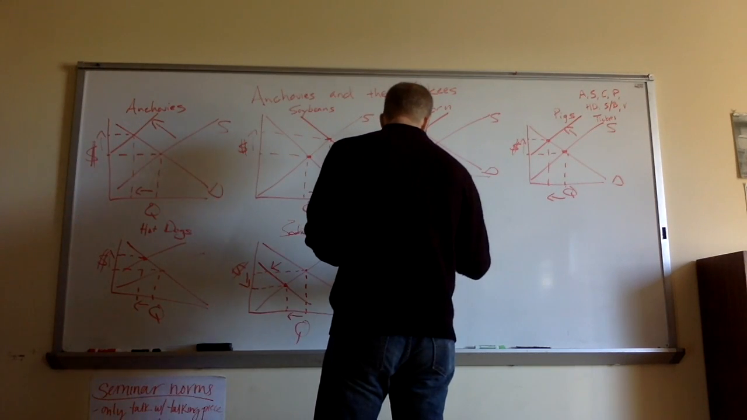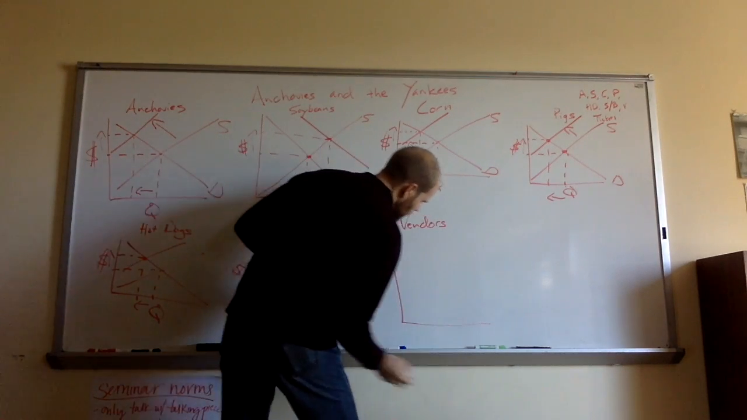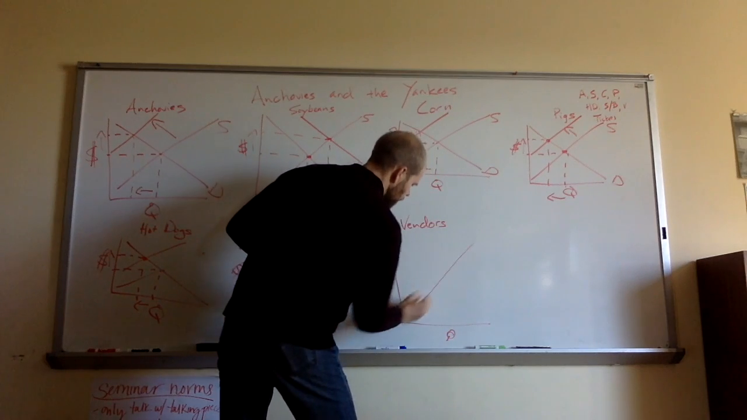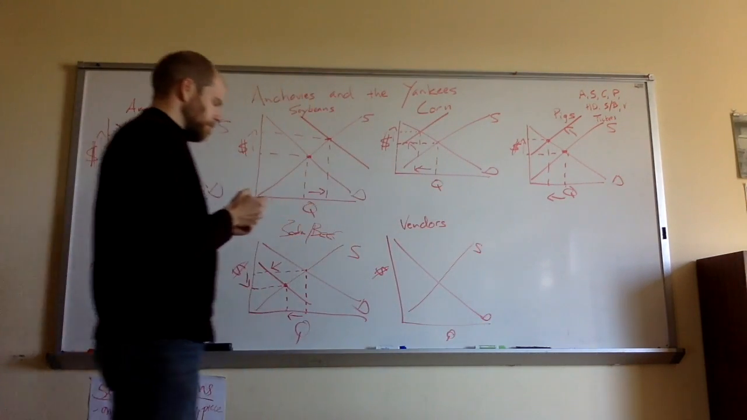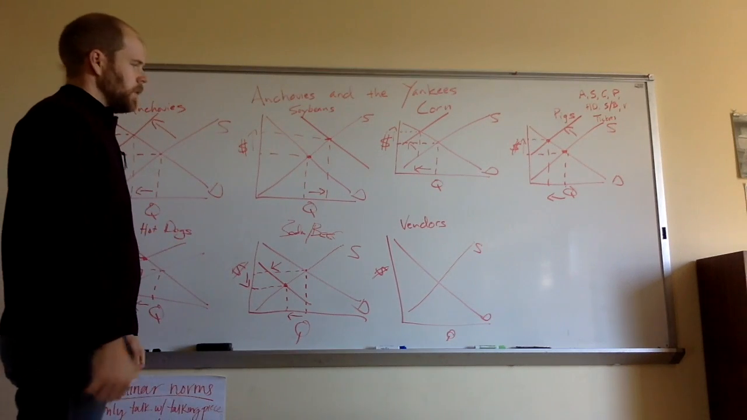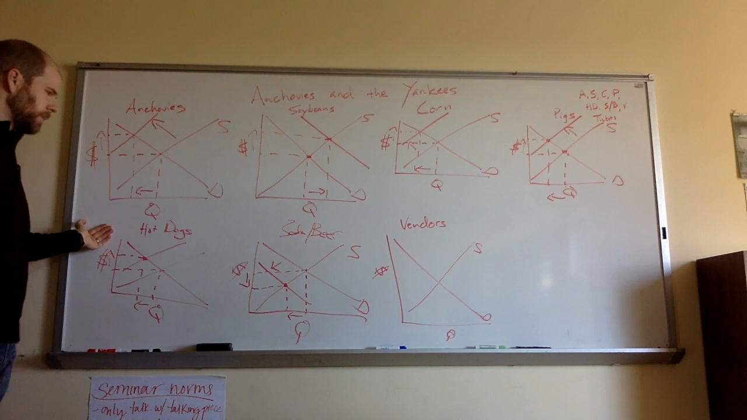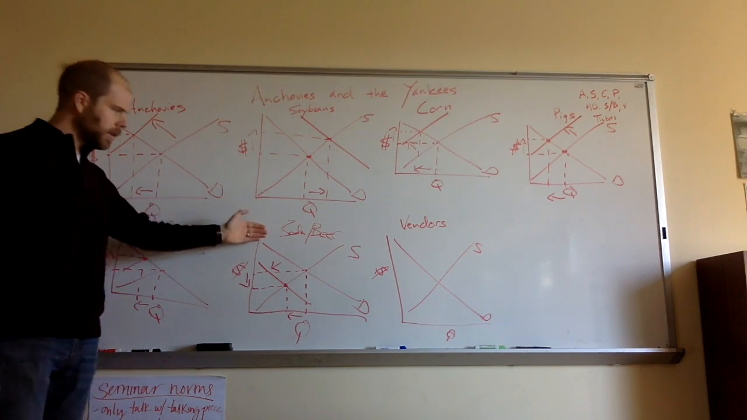Vendors. So this is the market at baseball games. Price, quantity, supply, demand. All right. These vendors say, I don't want to sell hot dogs at baseball stadiums when the price is incredibly high and nobody wants to buy it. And the same thing with soda and beer.